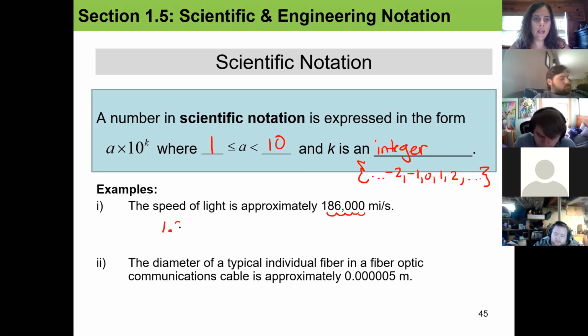So 1.86. Now we're keeping significant digits here, so those extra zeros are not significant right now. They're placeholders, and that's going to help us with our K value. So I've made the number 1.86. Then I've got to do times 10 to the count of the number of decimal places that we moved, which was 1, 2, 3, 4, 5, and that is our K value.